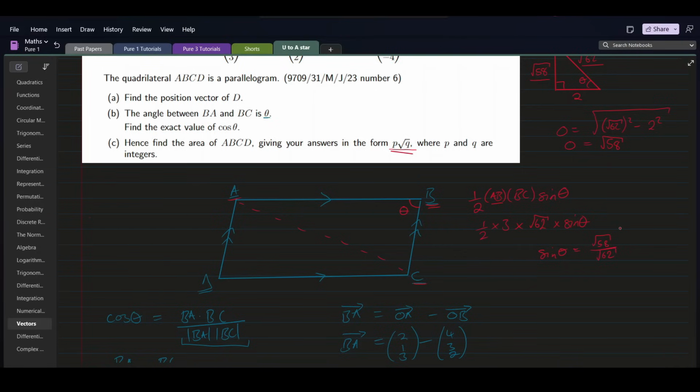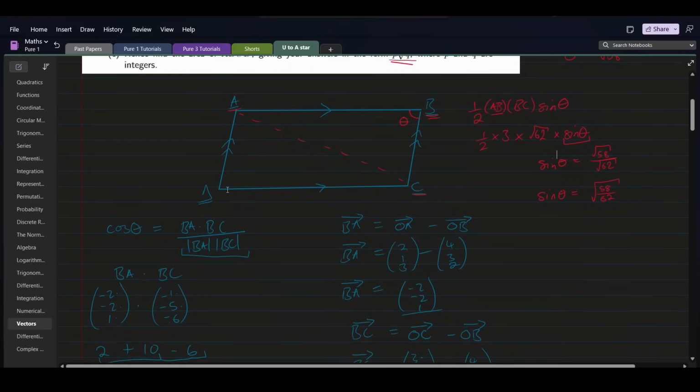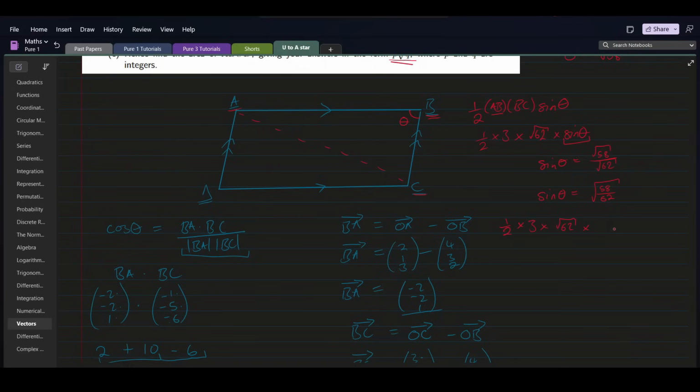We can simplify this further by writing this as root 58 over 62. So sine theta is equal to root 58 over 62. Now we can come back to our expression over here and substitute sine theta with our exact value. So this would then become 1 over 2 times 3 times root 62 times root 58 over 62.